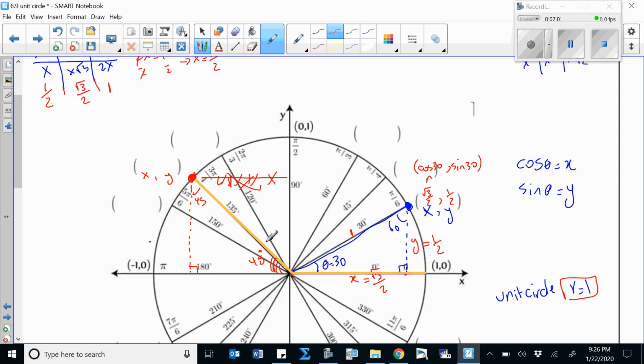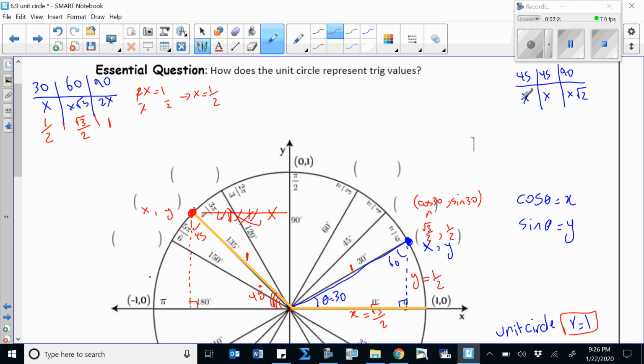The side which is opposite 90 and is my hypotenuse is also the radius of this circle. And we know that the radius is equal to 1. So this side is 1. Now I'm going back to the table that I had for 45, 45, 90. The side which is opposite 90 is equal to 1.